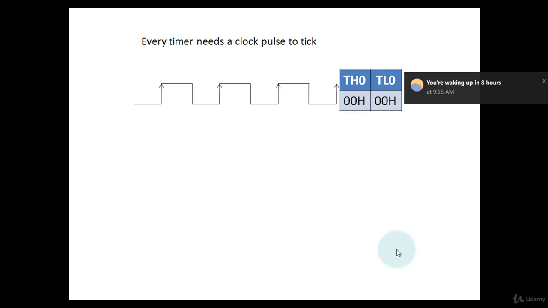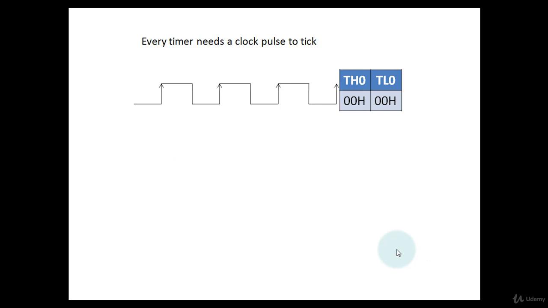The basic operation of timer module in 8051 microcontroller is to count the internal clock pulses. Whenever there is a clock pulse to the timer hardware module in 8051 microcontroller, it produces an increment in the register content.